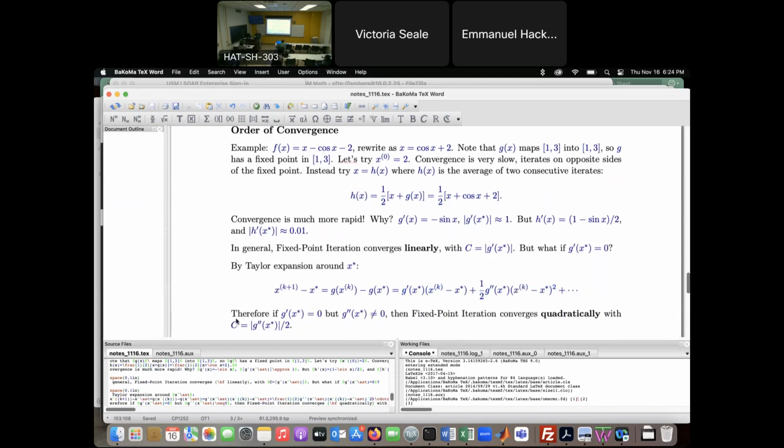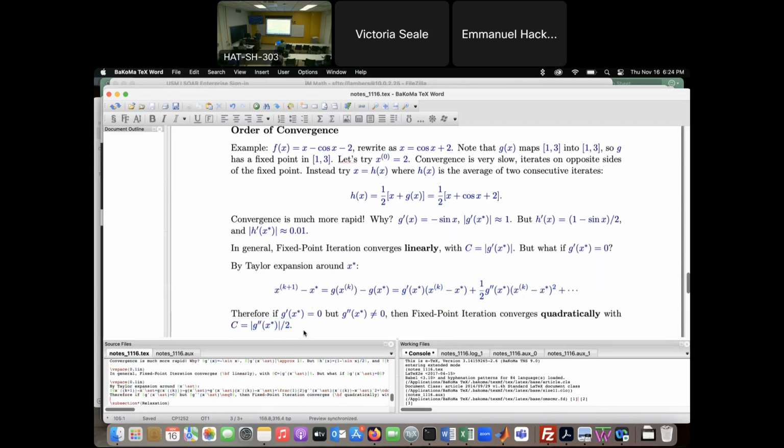And this would be the asymptotic error constant. It's g double prime over 2. If that derivative was also 0, then it'd be 3. So how many derivatives are equal to 0 at the fixed point determines the order of convergence. And that idea is actually going to be exploited later to produce a quadratically convergent method known as Newton's method.